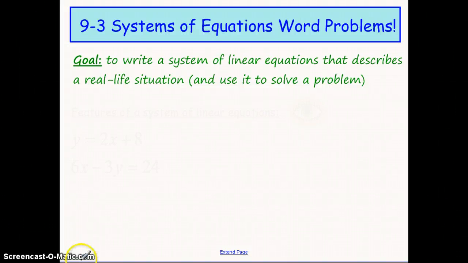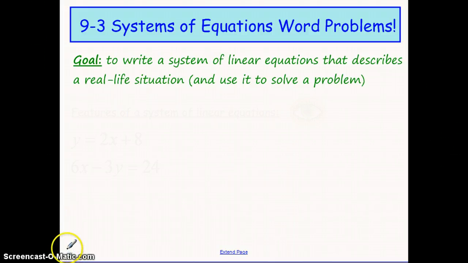In the last part of this chapter, we're going to be using systems of equations to solve word problems. Our goal will be to write a system of linear equations, like the ones we've been solving before this, to describe a real-life situation, and then use it to solve some problem.